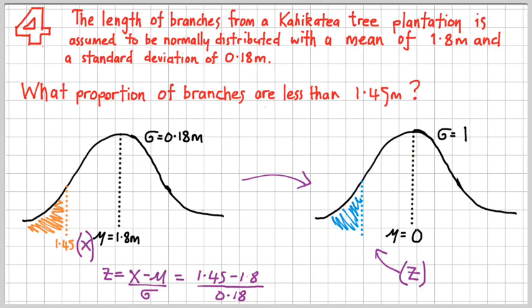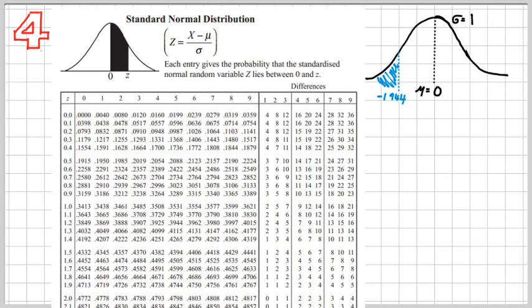X minus mu, which is 1.45, take away 1.8, all divided by our standard deviation will give us our value of negative 1.944. Now it's negative because, again, it's to the left of the mean in the standard normal distribution sketch. So the mean is 0, anything to the left is negative. But don't worry too much about that, because we're going to end up ignoring the negative anyway when we look up the number in our table. So there's our sketch. Let's look up the number now.